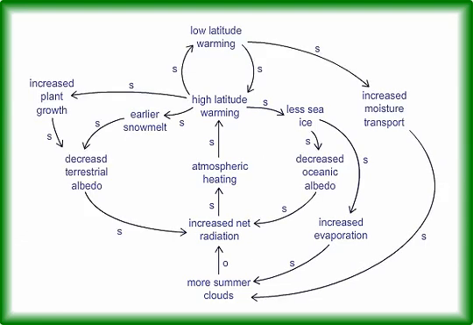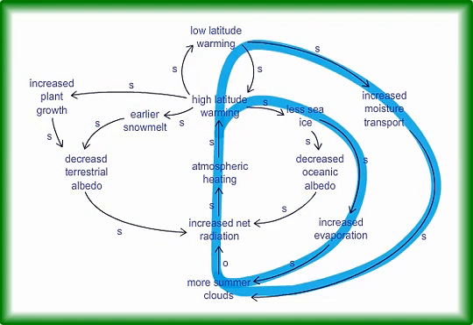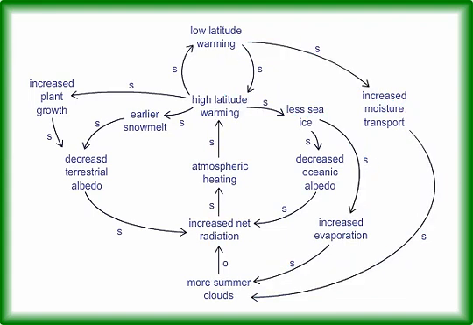The key to whether a loop represents positive or negative feedback is in the types of signs. Currently, this causal loop diagram has 4 positive feedback loops, each with only S signs, and 2 negative feedback loops, each with just one O sign.